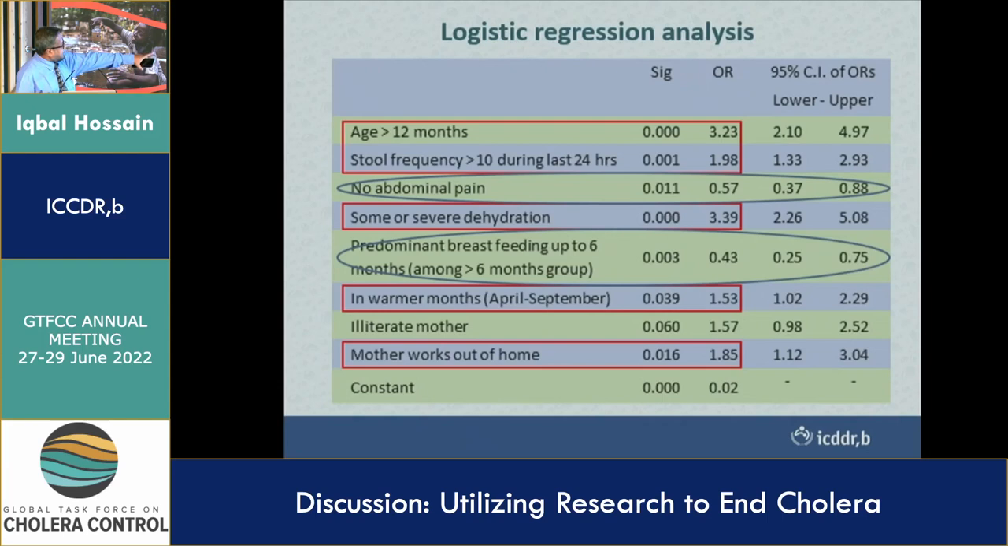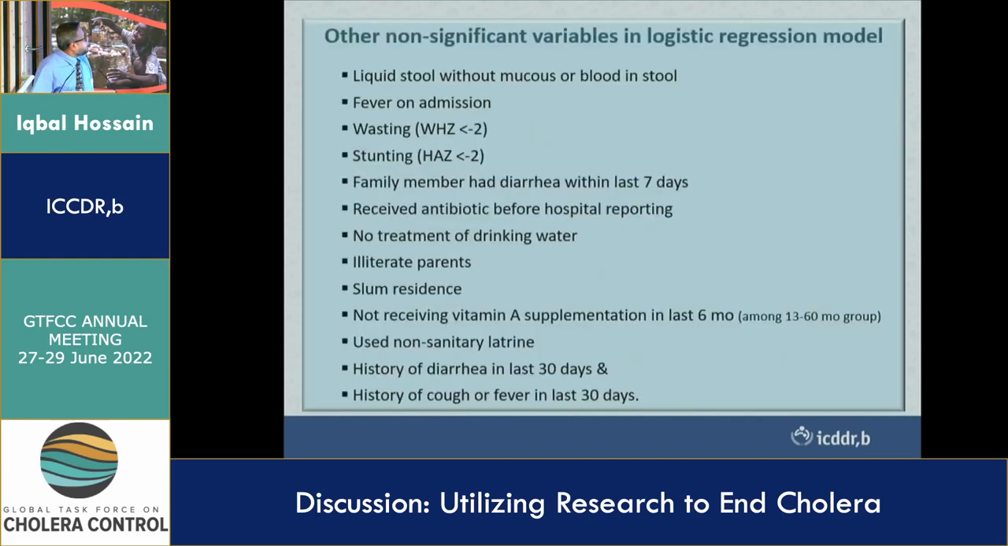Illiterate mother could not show complete significance level, but a bit more sample size could show that. And mother works out of home, it's a risk factor for cholera. So other insignificant factor, those are actually looked for but are not found as a risk factor. Those are stool consistency, fever, wasting, stunting, family member having diarrhea in last 7 days, receiving antibiotic, no treatment of drinking water, illiterate parent, slum residents not receiving vitamin A during last 6 months, use of non-sanitary latrine, history of diarrhea in last 30 days, and history of cough and fever.